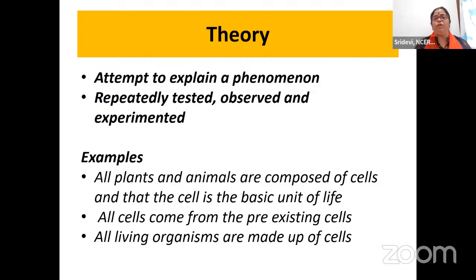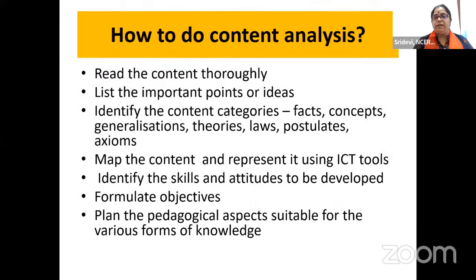Theories explain the phenomenon and the processes, and they are repeatedly tested, observed, and experimented on. Like all plants and animals are composed of cells, and the cell is the basic unit of life. This is cell theory. All cells come from pre-existing cells. All living organisms are made up of cells. These are some of the statements of cell theory. All these statements are related and explained. Right now we have listed only a few of them; we did not go for the exhaustive list.